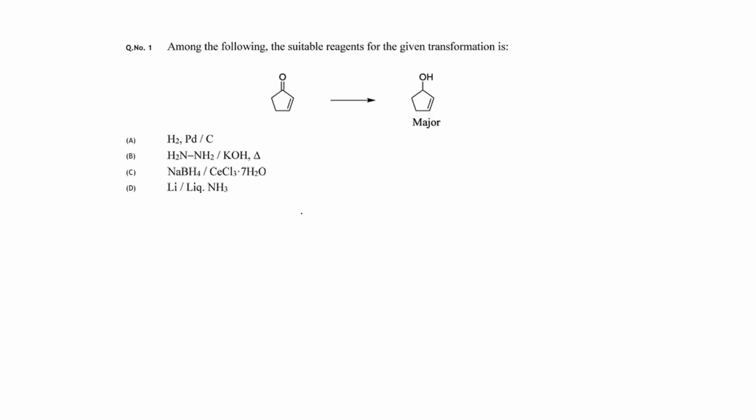Let's go to the next question. This we have done again and again. What will be the suitable reagent to reduce the alpha beta unsaturated ketone selectively? So obviously the reagent will be NaBH4 and cerium chloride.